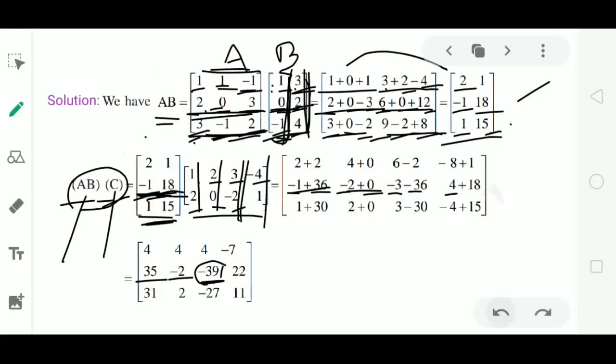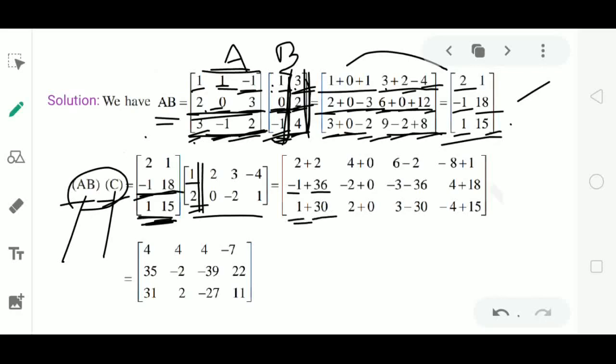Next, we consider the third row of the first matrix AB. The third row is 1, 15. Multiply the third row with the first column. 1 into 1 is 1, 15 into 2 is 30, 1 plus 30 is 31. Third row, second column. 1 into 2 is 2, 15 into 0 is 0, 2 plus 0 is 2.